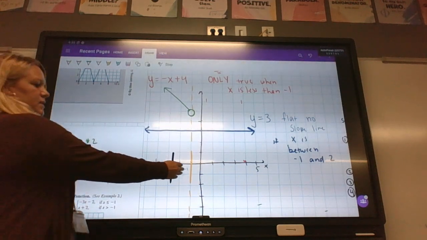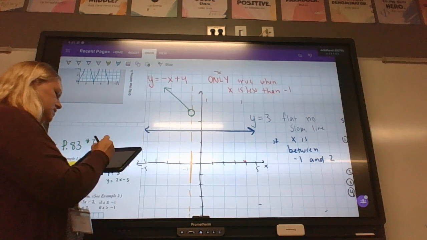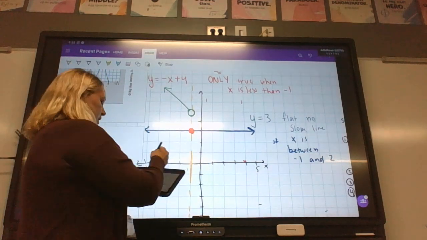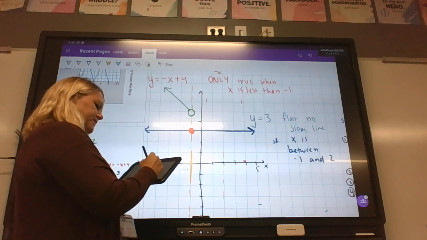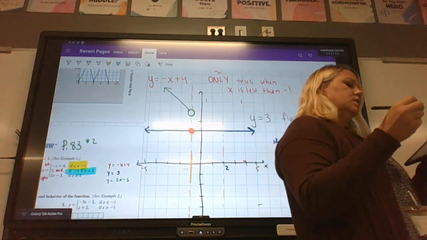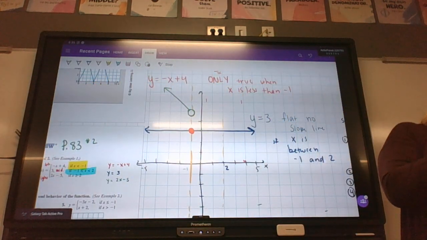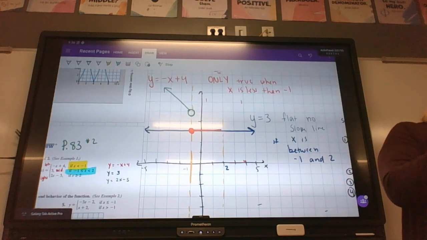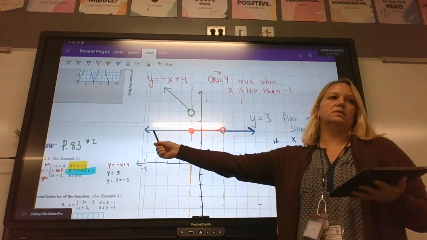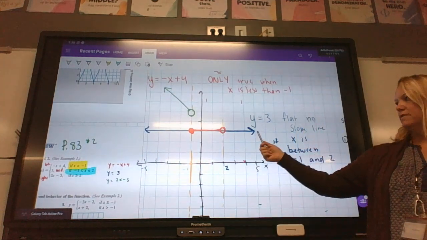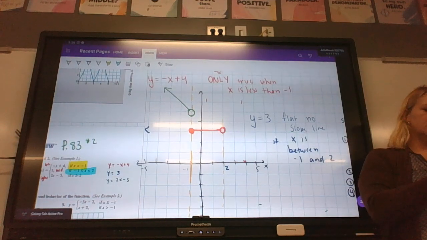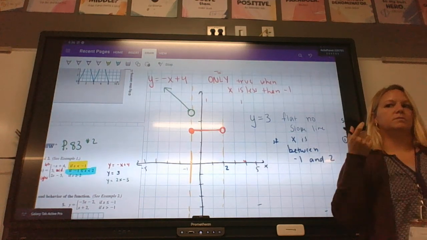I already know where x is -1 because I still have that dashed line there. So there's where x is -1. It can go all the way to where x is 2, which is right here. So for this flat line, it goes from -1 to 2. And I would erase anything to the left of -1 and anything to the right of 2, because it should only exist in between there. And it's a segment. The middle will be a segment.